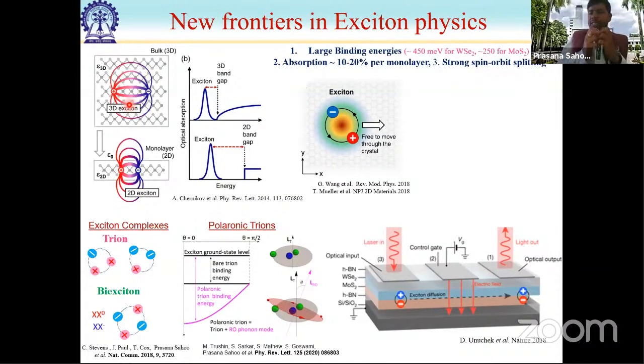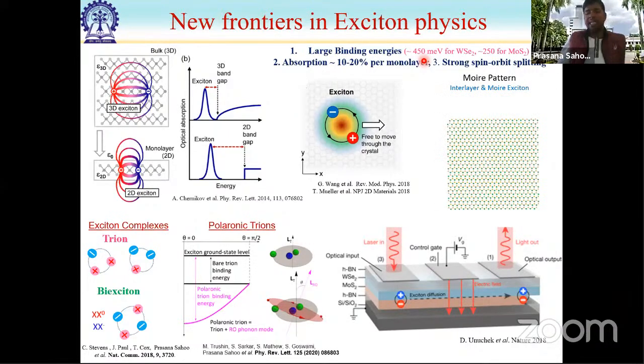What is interesting is that in 2D materials like TMDs, the binding energy of this exciton is really large, about 450 meV. That means they are stable even at room temperature, so in the future we can make exciton-based devices. Let me discuss the exciton a little bit. It can also combine with another carrier, an electron or hole, to make a trion or biexciton. Very recently, we also discovered polaritonic trions. Okay, this is a different context.